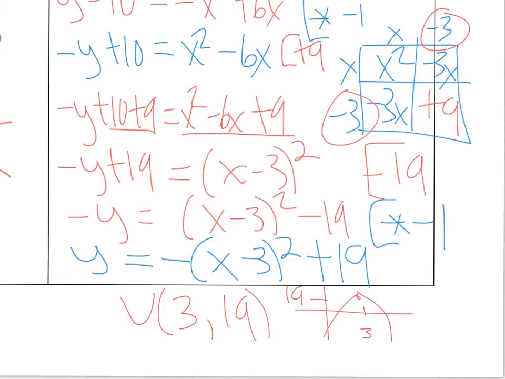Alright, so y equals negative bracket x minus 3 squared plus 19. Completing the square with a negative. And we have one more left to do. And again, you're going to want to slow this down, maybe go back and look at it again, pause it, and maybe talk to someone else about it as well.